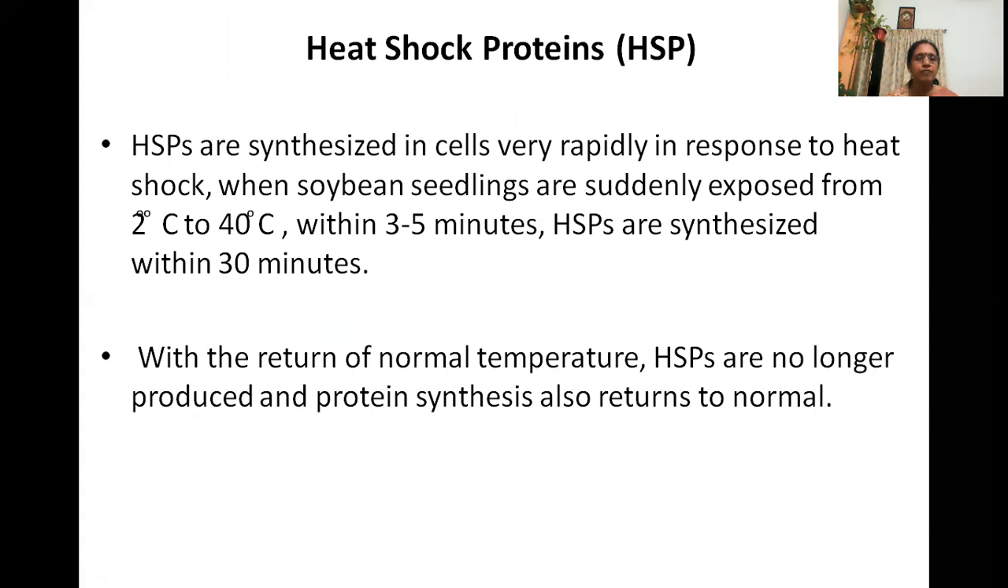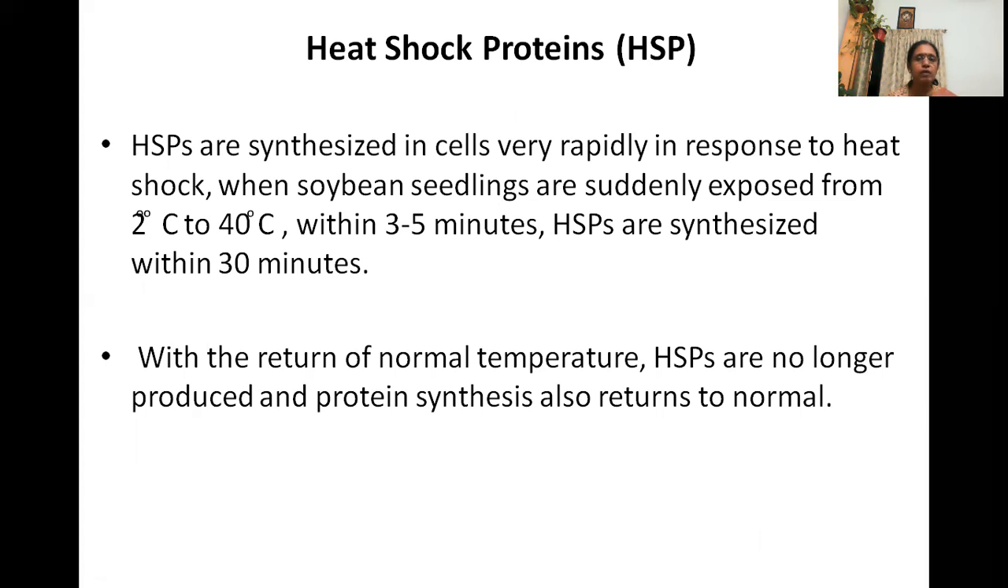For example, when soybean seedlings are suddenly exposed to an increase from 2 degrees centigrade to 40 degrees centigrade, within 3 to 5 minutes, heat shock proteins are synthesized. And they are there just for that brief period of exposure, and then they will come to normal after this stress is removed.